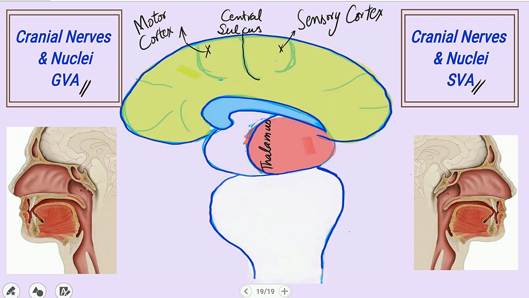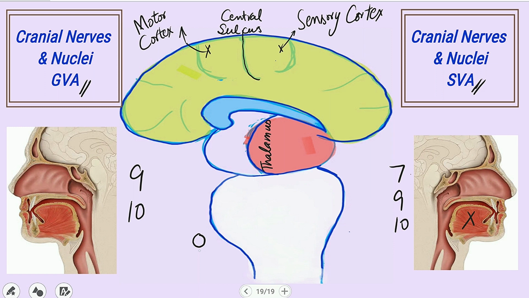The general visceral afferent component of the cranial region is about the mucosa of the nasopharynx, oropharynx, and laryngopharynx. This function of the general visceral afferent component is performed by cranial nerve number 9 and 10. While the special visceral afferent component is about the taste sensations that are carried from the mucosa of the tongue, and this function is performed by cranial nerve number 7, 9 and 10. The neuronal composition of these two components is the same.